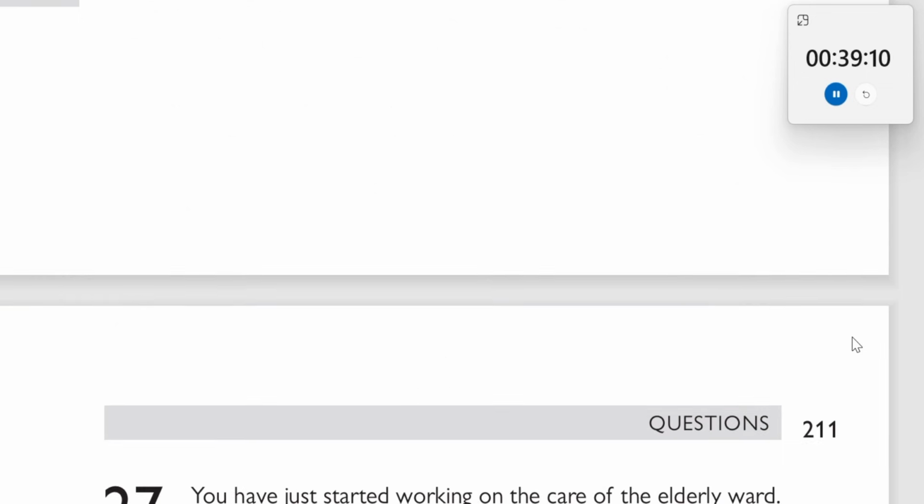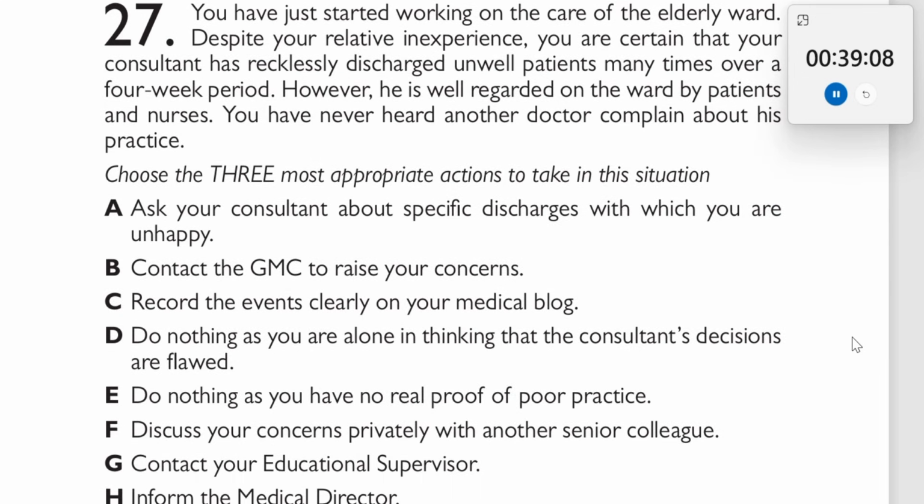Okay, next, 27. You have just started working on the care of an elderly ward. Despite your relative inexperience, you are certain that your consultant has recklessly discharged unwell patients many a time over a 4-week period. However, he is well regarded on the ward by the patients and nurses. Have you ever heard another doctor complain about his practice? So select the best three options.